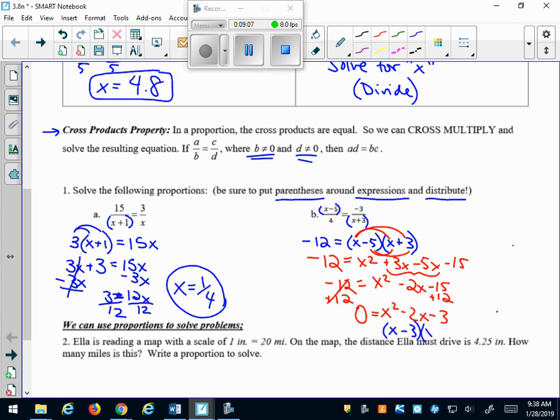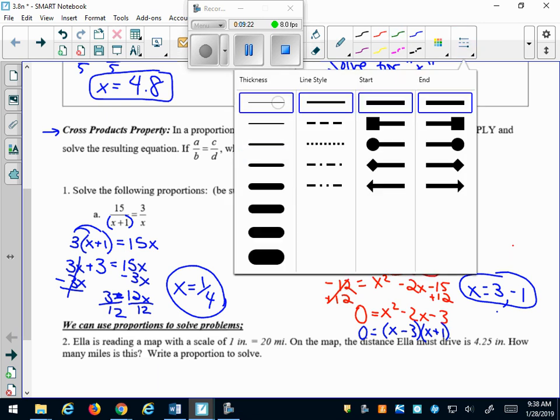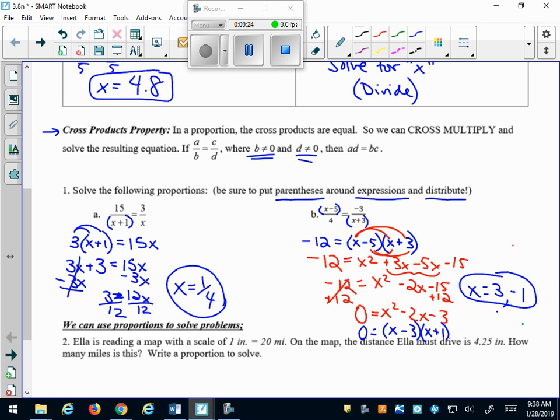X minus 3, x plus 1 equals 0. So what does x equal? X equals 3 or negative 1. Perfect. Now, we should be able to plug that back into our original equation.